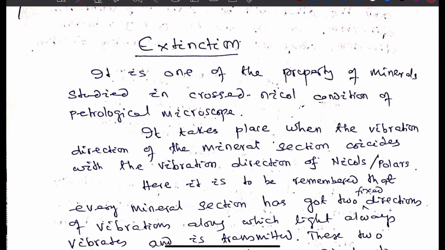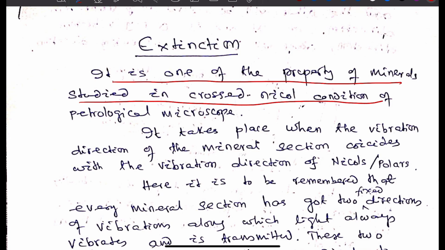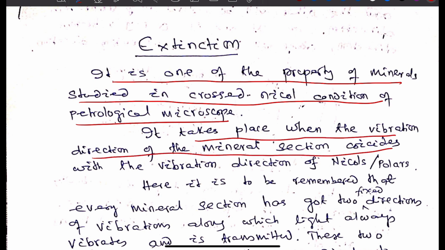It is one of the important properties of minerals studied in cross-nicol condition of the petrological microscope. Extinction is a property which can be studied in cross-nicol condition, not in plane polarized light, by using polarized light in orthoscopic arrangement. It takes place when the vibration direction of the mineral section coincides with the vibration direction of the nicols or polars. So when will extinction take place?